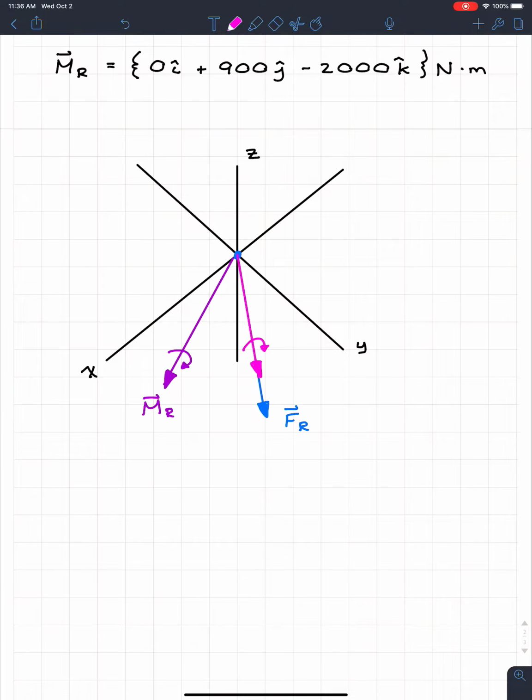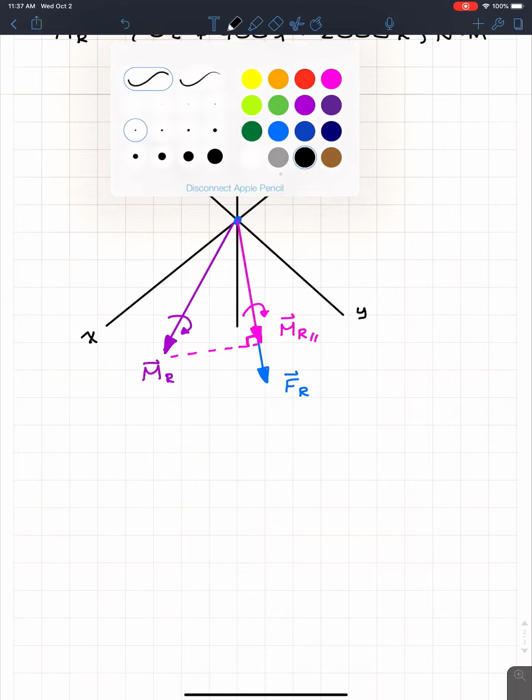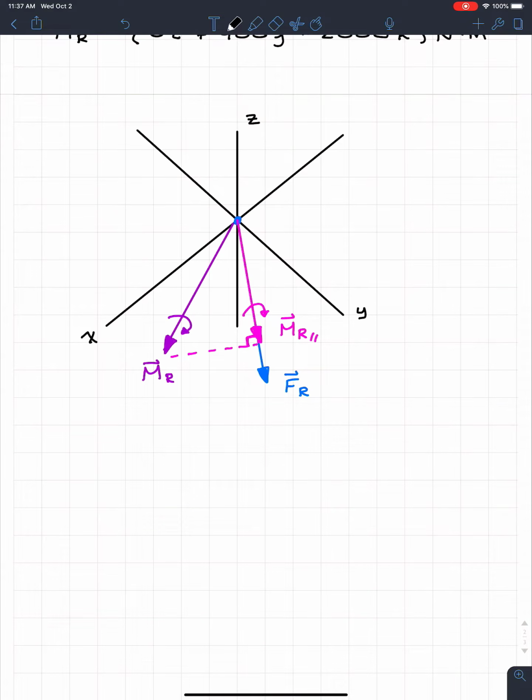So if we remember the dot product, we know that this is going to be MR parallel, the parallel component, which is a projection. So if we were to drop this down, we can find the projection of the resultant moment into a component of it which acts in the FR direction. So we can do that real quick. And yes, there is something that we're overlooking, but we're going to talk about that in a couple seconds. Let's just focus on MR parallel.